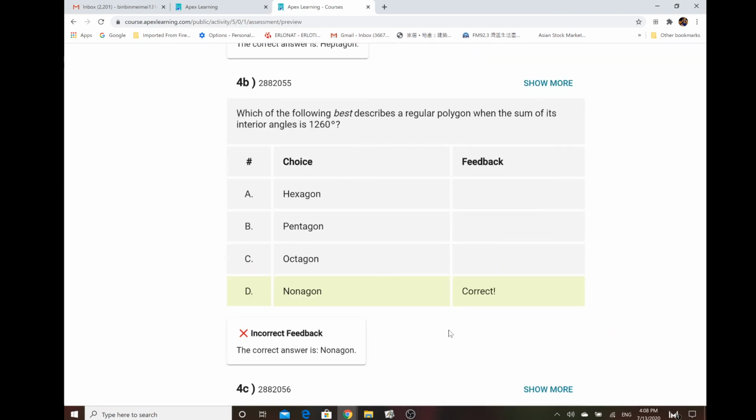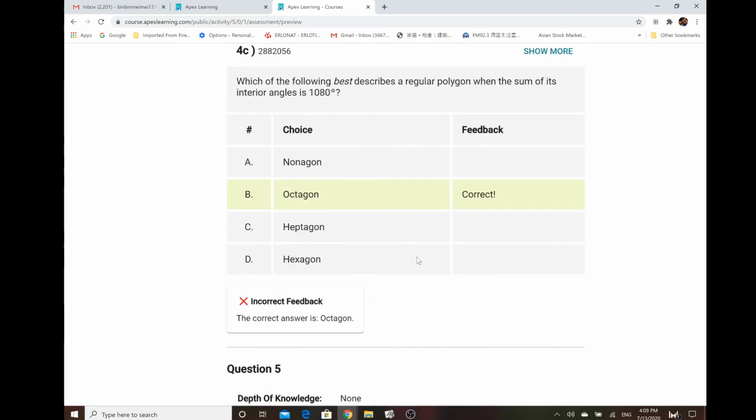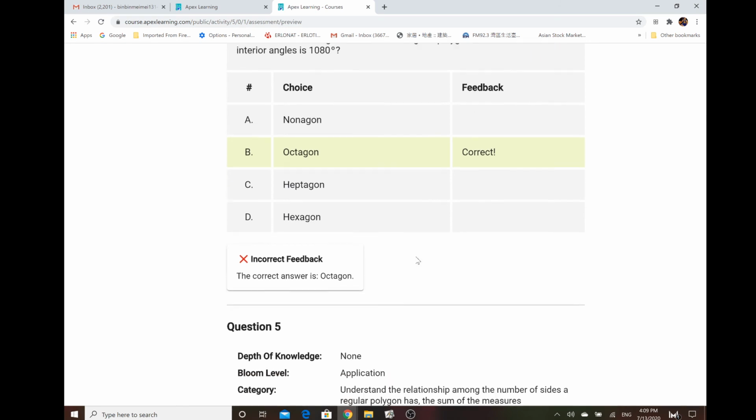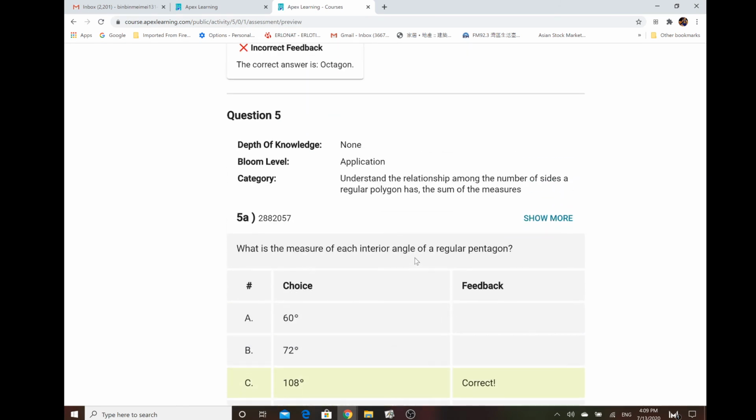And now the next one is quite similar. You set up the equation, and then you set the sum equal to 1,260. And then you solve for n. It's a similar situation. And this one too.